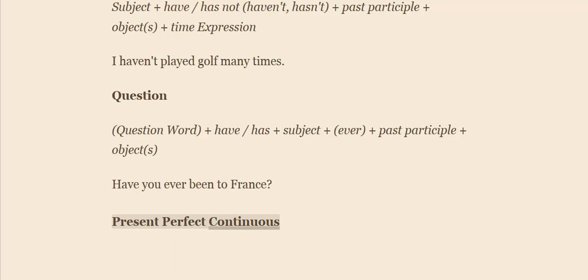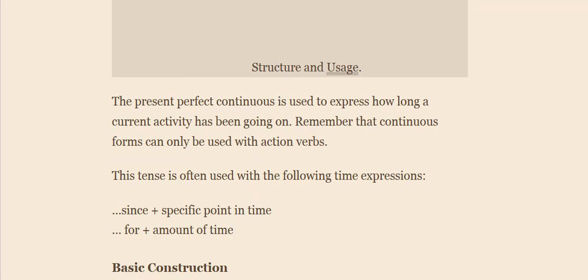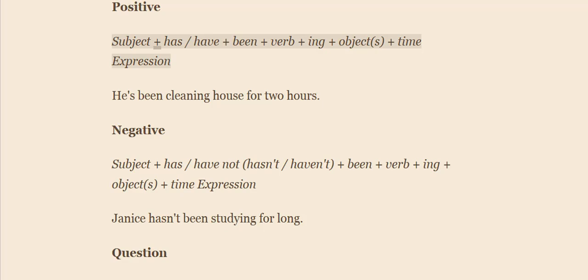Present perfect continuous. Structure and usage. The present perfect continuous is used to express how long a current activity has been going on. Remember that continuous forms can only be used with action verbs. This tense is often used with the following time expressions: since plus specific point in time, for plus amount of time. Basic construction: positive: subject plus has/have plus been plus verb plus -ing plus object(s) plus time expression. He's been cleaning house for 2 hours.